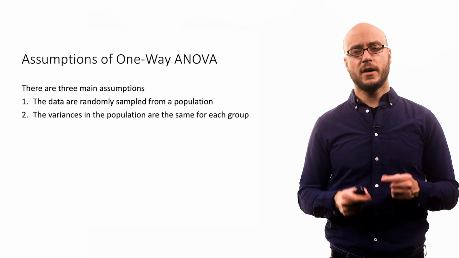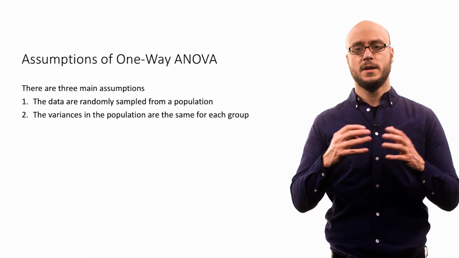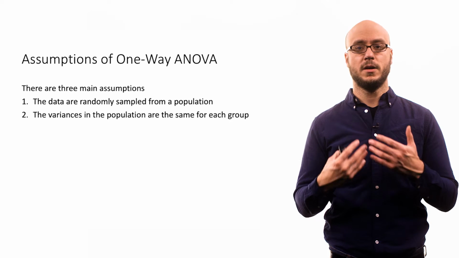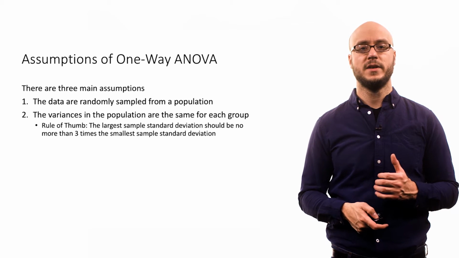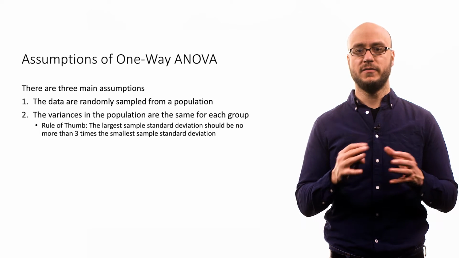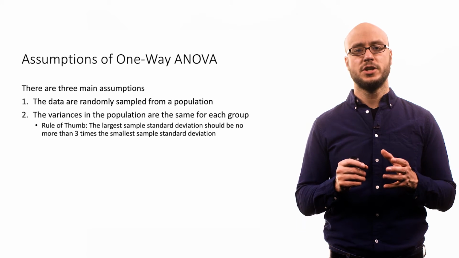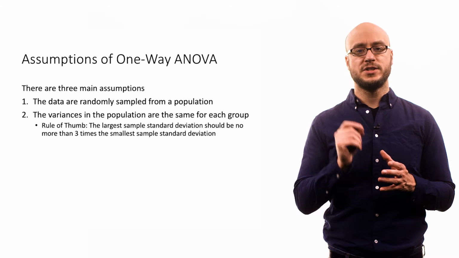Another assumption is that the variances in the population are the same for each group. Right? This is an assumption that we require in order to conduct this kind of analysis. As a general rule of thumb, because we can't actually test this assumption about the variances in the population for each group, the rule of thumb is that the largest sample standard deviation should be no more than 3 times the smallest sample standard deviation. Again, we're just using the sample data to kind of guess, really, whether or not this assumption is met. However, you never fully know. It's just an assumption of one-way analysis of variance.